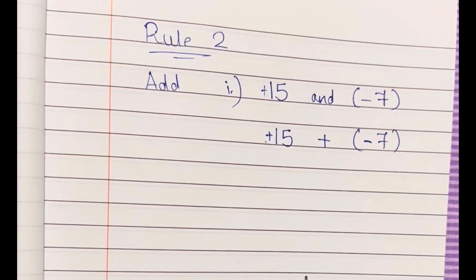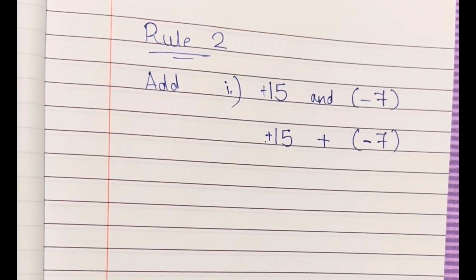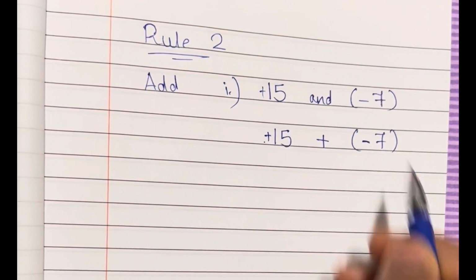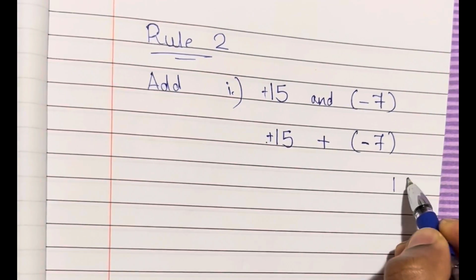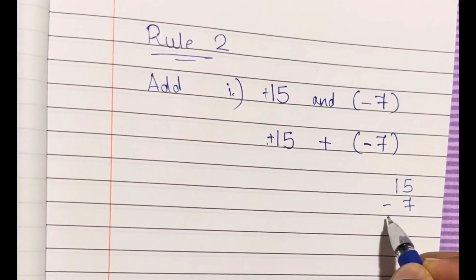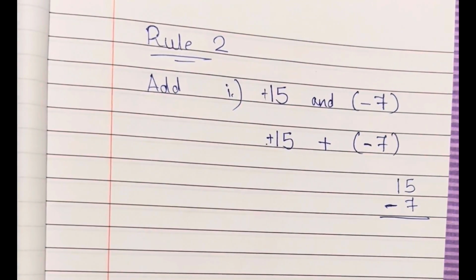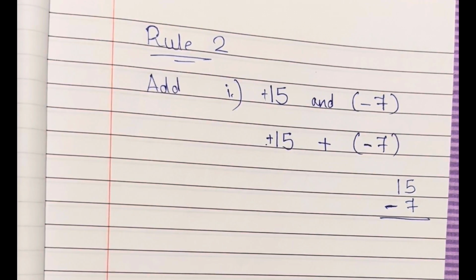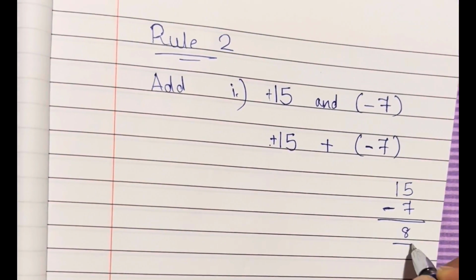We will do subtraction. Okay, 15 and 7. Take the number 15, take the number 7. We're simply subtracting them. What is the answer? 8. So we got the answer 8.